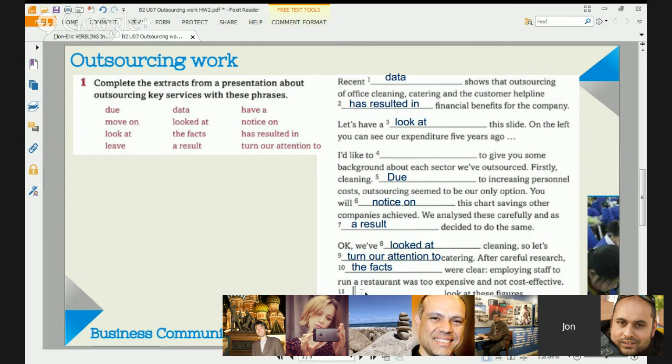Look at this figure. We've already used looked at, so we can't use it again. Cost effective. More fun. Right idea, but wrong expression. Look at this. More fun.